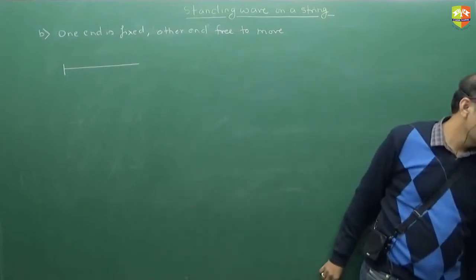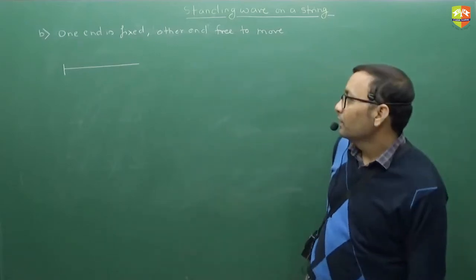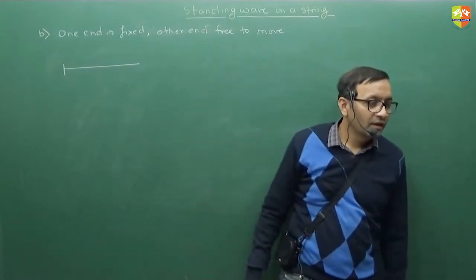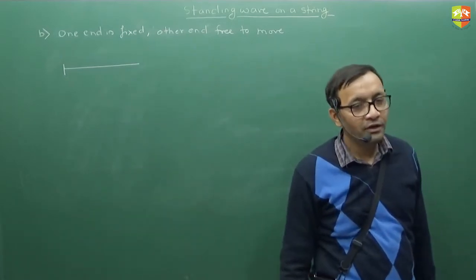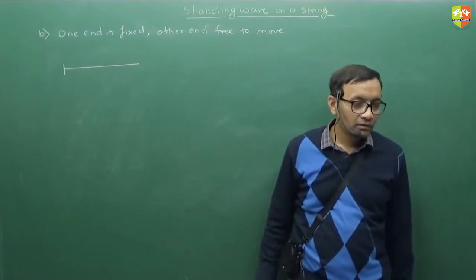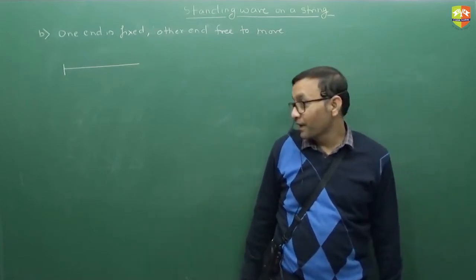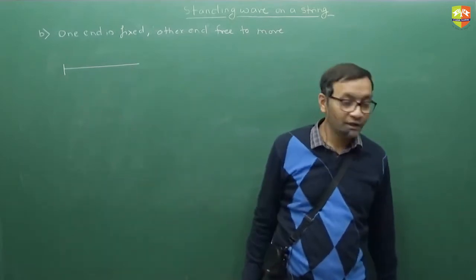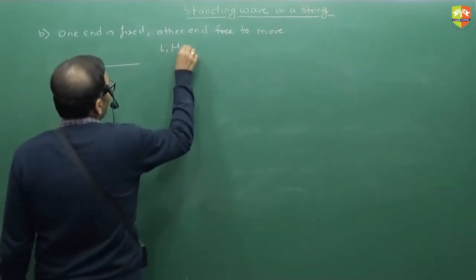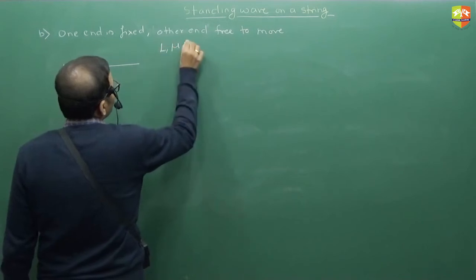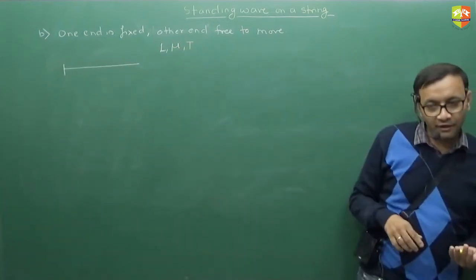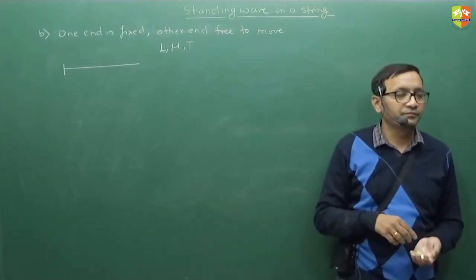The free end. So wave is sent from which side? Wave is sent from this side, it gets reflected from here. The free end will always be antinode. Okay, so can you tell me the fundamental frequency of this? What is given is length, mu, and tension. These things are given. Tell me the fundamental frequency of this situation.